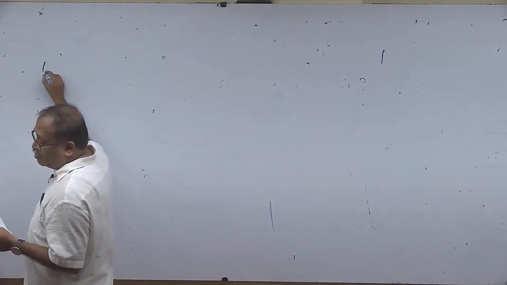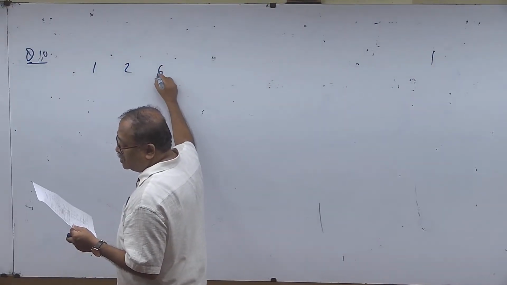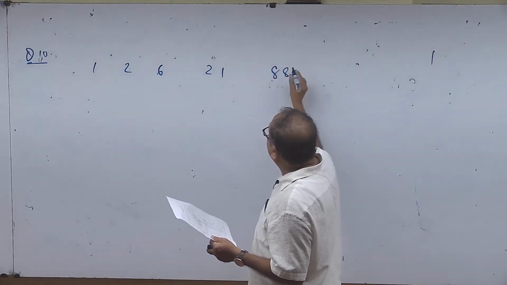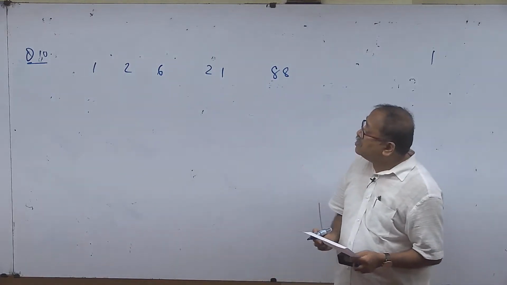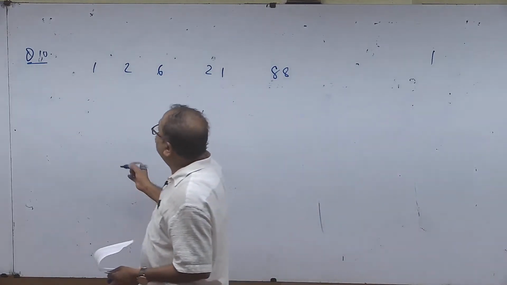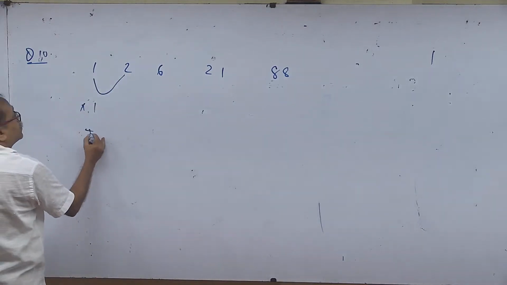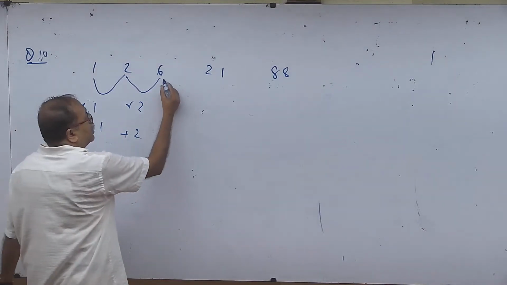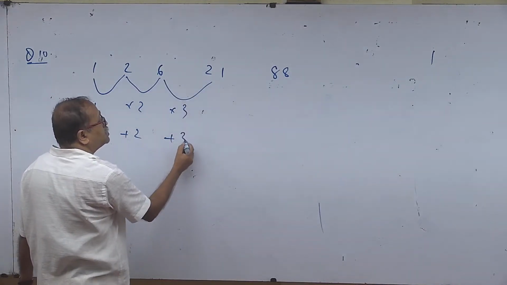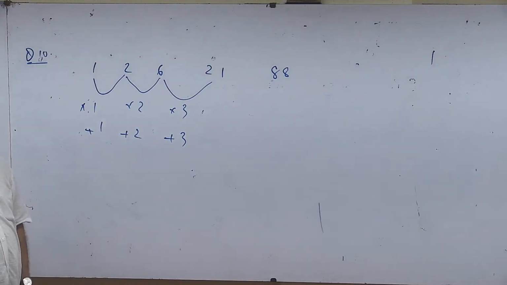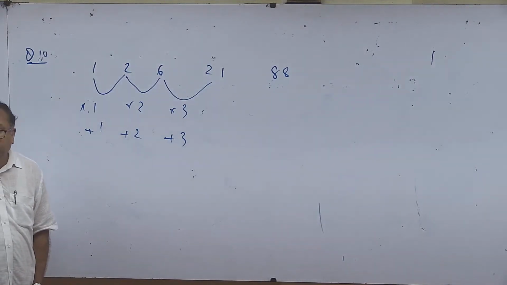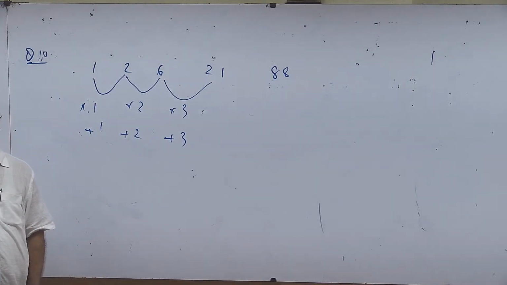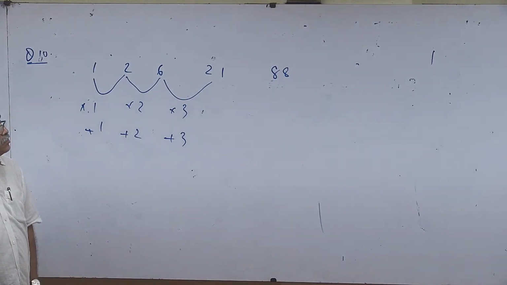Question 10. 1, 2, 6, 21 and 88. You said into 1 plus 1. Okay, I will try that. So into 1 plus 1, into 2 plus 2, 4 plus 2. Am I getting the same thing over here? Into 3 plus 3. 6 3s are 18 and 18 plus 3 is 21. Yeah, that's right. So the next two steps you can do it.